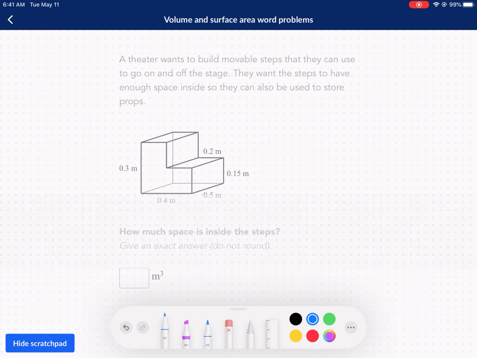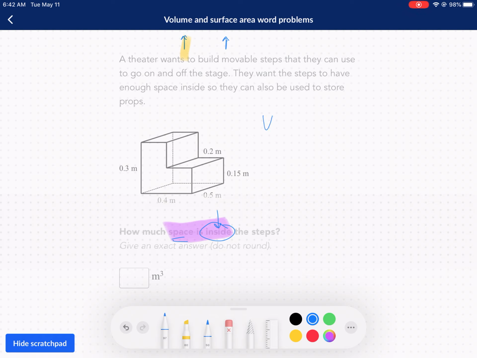Okay, when we're talking about space inside, it wants you to decide which of these two things it is, volume or surface area. Space inside is the key word here. Space inside is volume. So we know we're going to be using a volume formula.